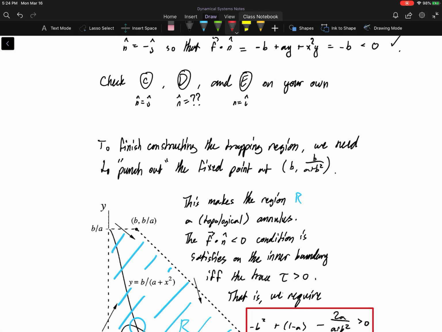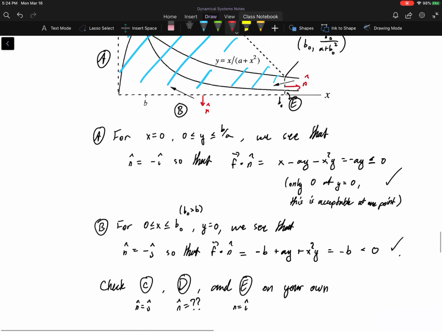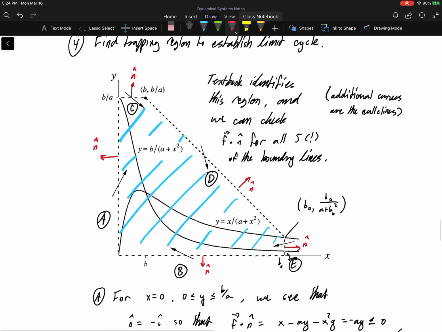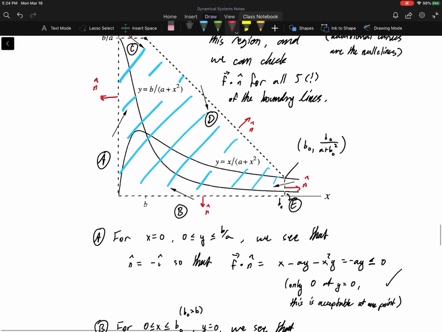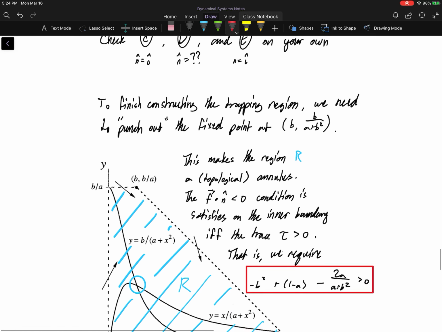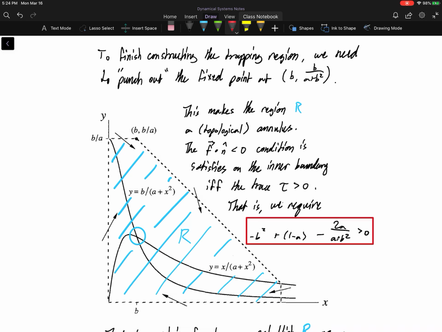But to finish constructing the trapping region, we need this to look like an annulus, right? So right now, this is a topological disk. It is a solid plate surrounded by a topological circle. So this guy is definitely not a trapping region yet because we haven't established the annulus. A quick way that we can do that is to punch out a disk from the interior of this region R. Okay, so we would like to punch out something where we know that divergence is going to be toward the region R.